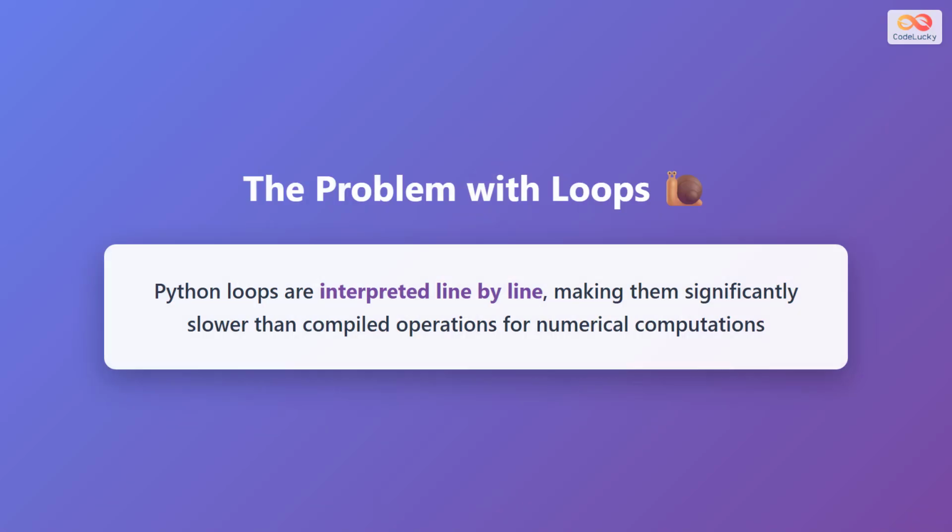Python loops are interpreted line by line, which makes them significantly slower than compiled operations. When you write a for loop in Python, each iteration is processed individually, resulting in performance bottlenecks, especially when working with large datasets or complex numerical computations.